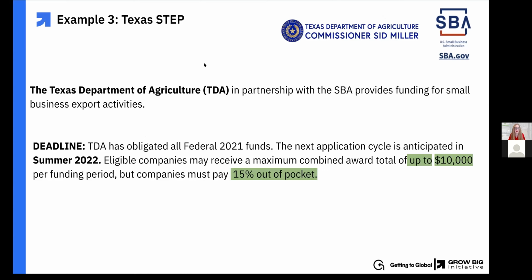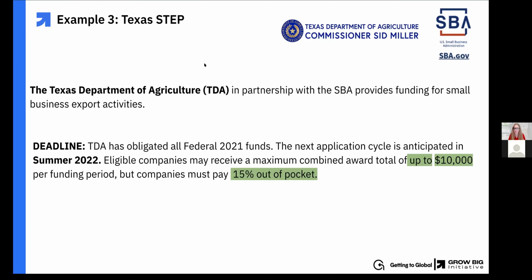Let's take a look at Texas. The Texas program is administered by the Texas Department of Agriculture. The deadline, it looks like right now it's closed. The funds for 2021 have been obligated, and the next application is anticipated to start in the summer of 2022.